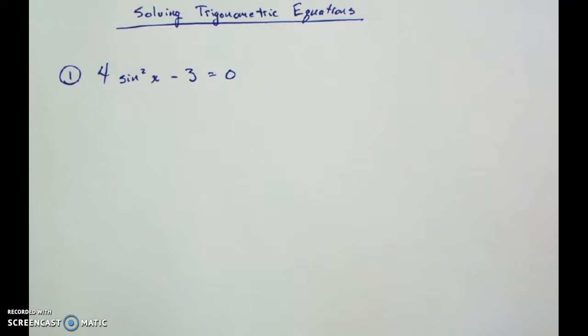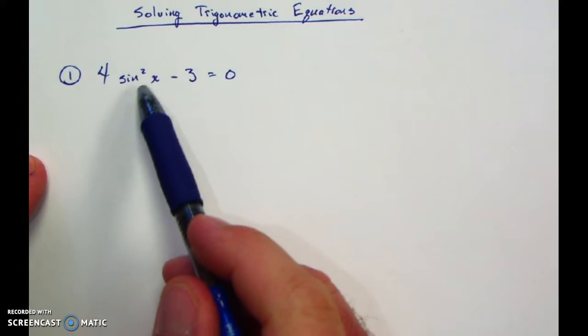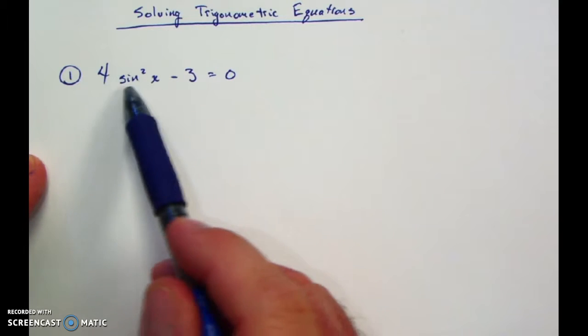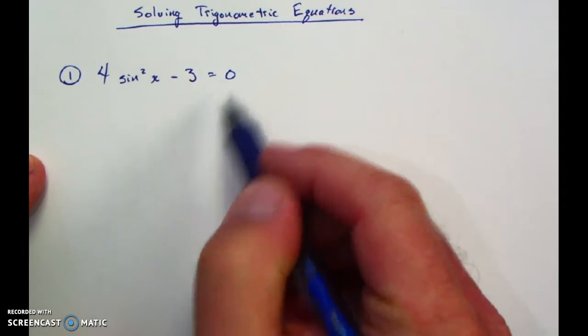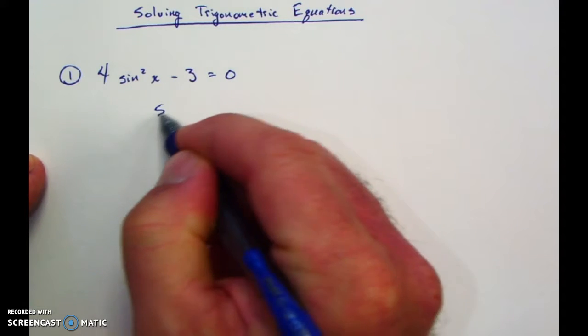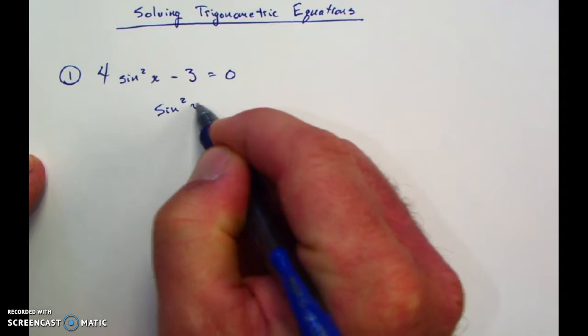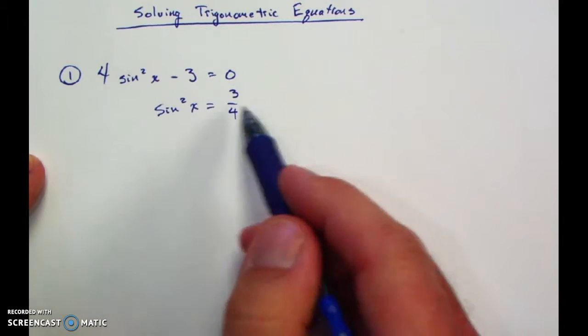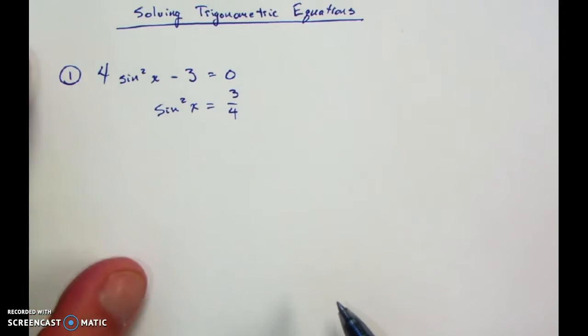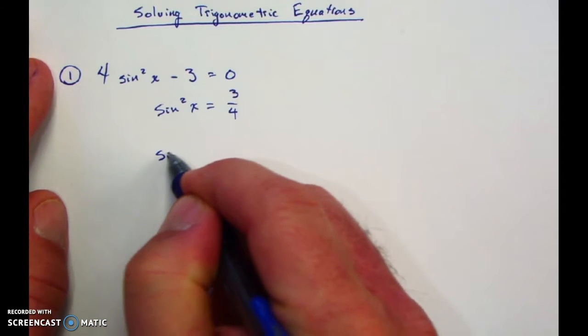Here we're going to be solving a trig equation. We have sine squared x as our only variable piece in this, so as far as solving for that, I need to add the 3 over and divide by 4. I would end up with sine squared of x is equal to 3/4, and then I'm going to take the square root of both sides.